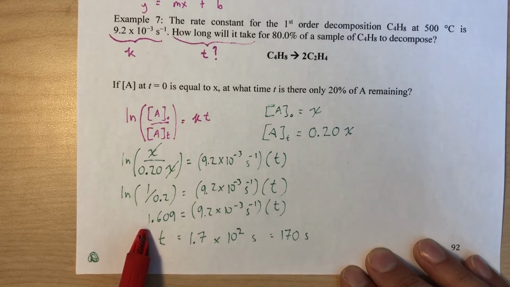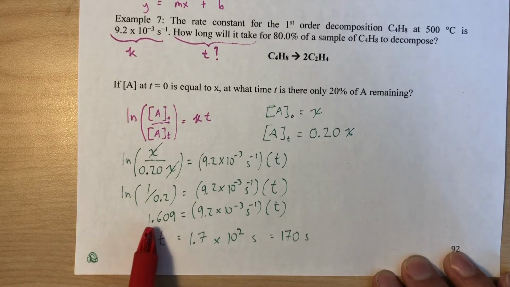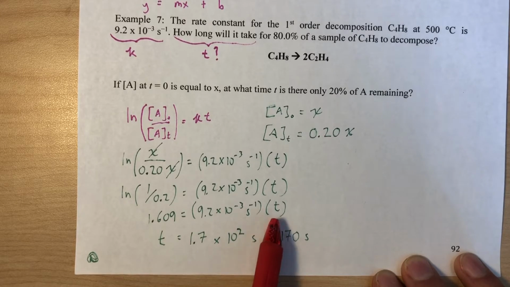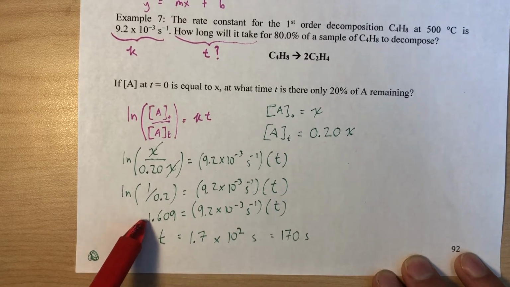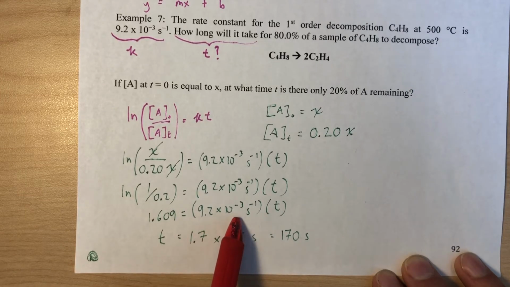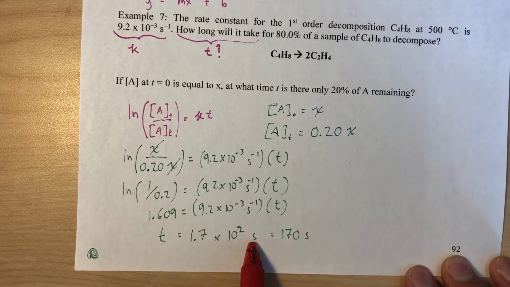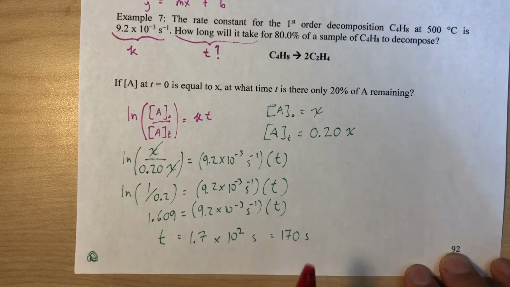The left side of the equation is a number, 1.609, after you solve for this, and you get that equal to 9.2 times 10 to the negative 3 inverse seconds times t. You solve for t. When you solve for t, you take 1.609 divided by 9.2 times 10 to the negative 3, and you get 1.7 times 10 squared. When you divide by this value, you're also dividing by the units. And when you take 1 divided by inverse seconds, you get seconds. And what we're left with is a time that is equal to 170 seconds, which is about 3 minutes.